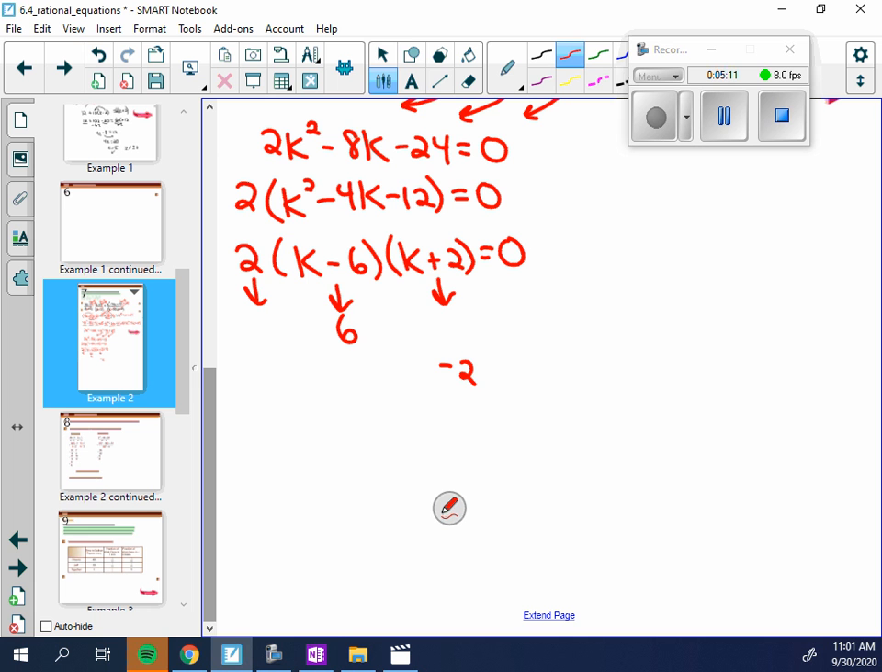And I just have to double check, are any of these non-permissible values? So back up at the top, are any of these non-permissible values? The 2 is, right? So I have to be a little bit careful about that. This one here is an extraneous root because it's a non-permissible value. So this one I would verify. Okay, back into the original equation.